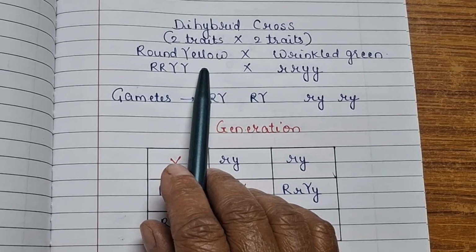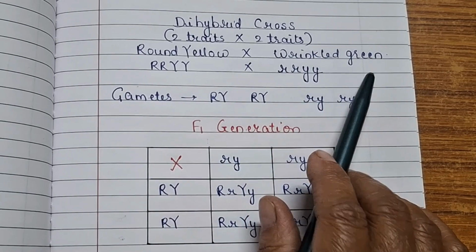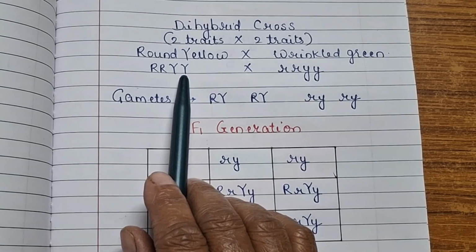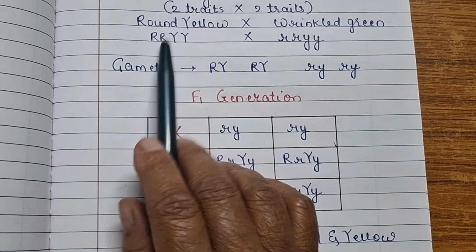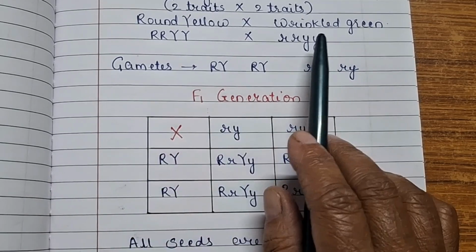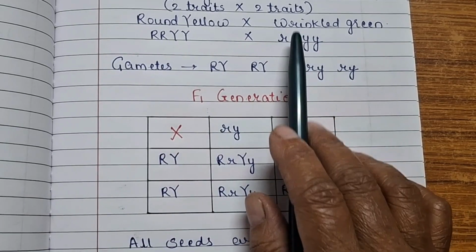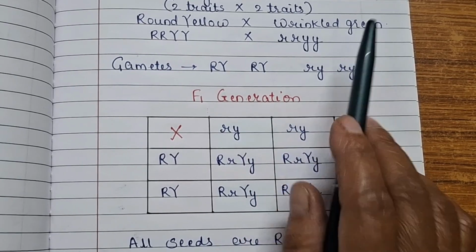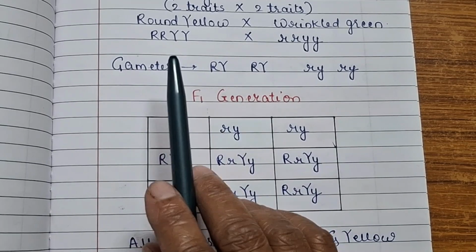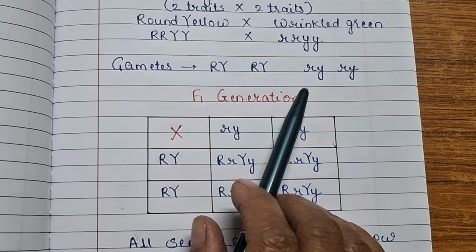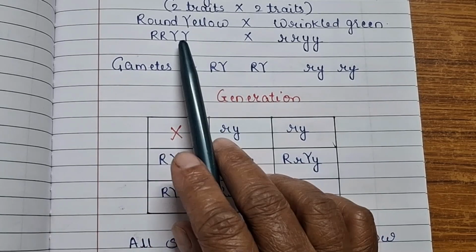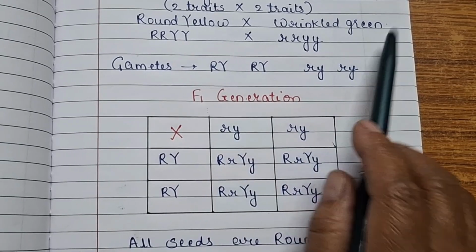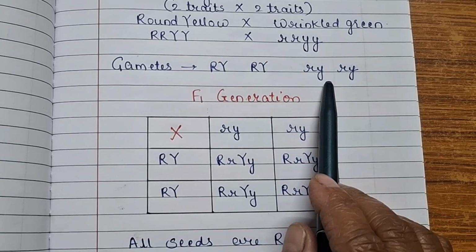One is round and yellow and the other one is wrinkled and green. So for round and yellow we have capital R and capital Y. Capital R stands for round, capital Y stands for yellow, and for wrinkled and green, small r stands for wrinkle and small y stands for green. So for this first crossover, the gametes we have for round yellow are capital R and capital Y, and for wrinkle green we have small r and small y.